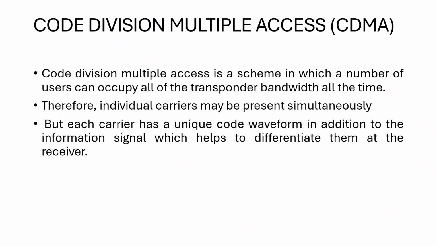In today's class, we shall discuss code division multiple access in satellite communication. Code division multiple access is also named CDMA. It is a scheme in which a number of users can occupy all of the transponder's bandwidth all the time. There are different multiple access schemes. So far we have discussed TDMA and FDMA.